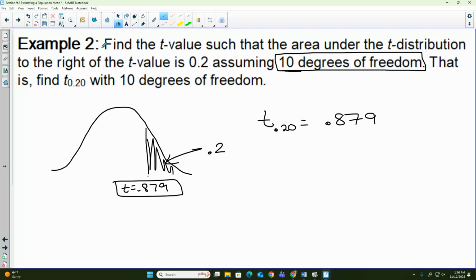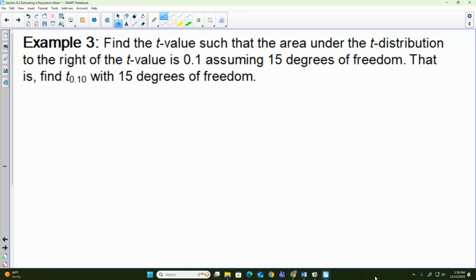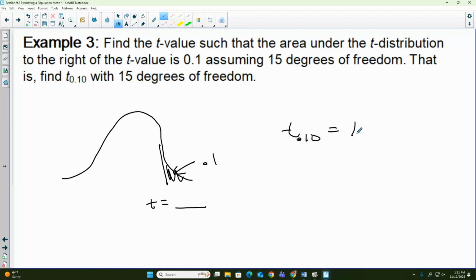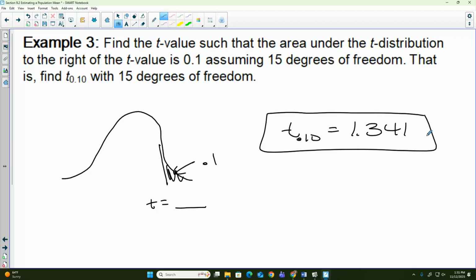All right. I want you guys to try this one. This time we wanted 0.1 to the right. We're looking for this T. It told us 15 degrees of freedom, so you go to the row 15 column, you're looking for 0.1, and you should get 1.341. And it looks like we did just fine with that.